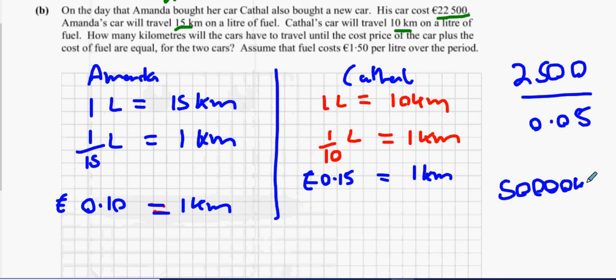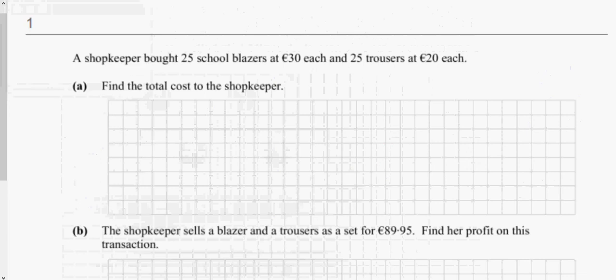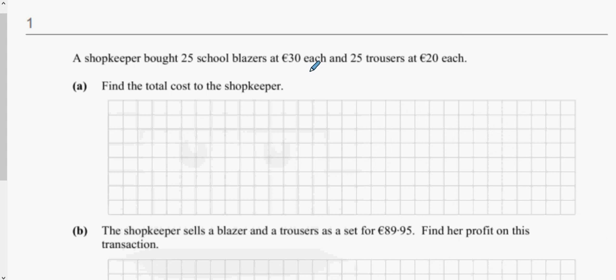Alright, it's a nice time for me to pause this video. Now, a shopkeeper bought 25 school blazers at 30 each and 25 trousers at 20 each. So 25 by 30 plus 25 by 20. What do you get, Connor?